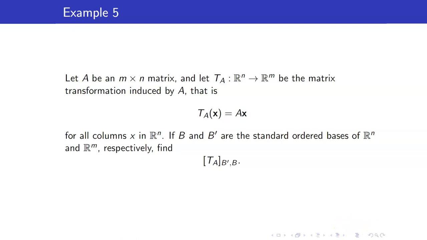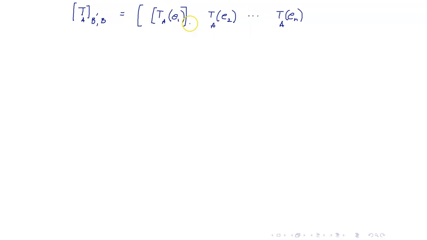Lastly, let us go back to the linear transformation that we had in the first few slides of this lesson. We have this linear transformation induced by the matrix A. T A of X is equal to A times X. What would be the matrix representation of this linear transformation with respect to the standard ordered basis of Rn and Rm? So to get the matrix representation of this transformation with respect to the standard ordered basis, recall that we have to get the images of basis elements in B, and then get the coordinate vector with respect to B prime.